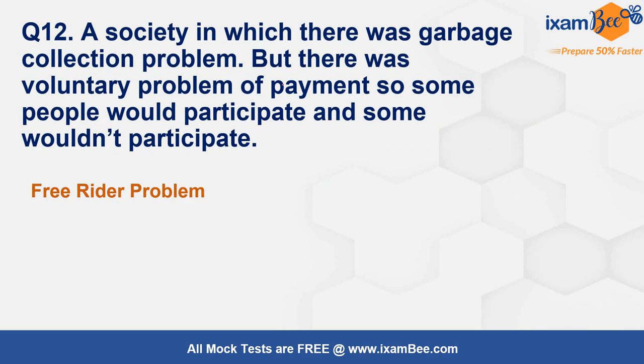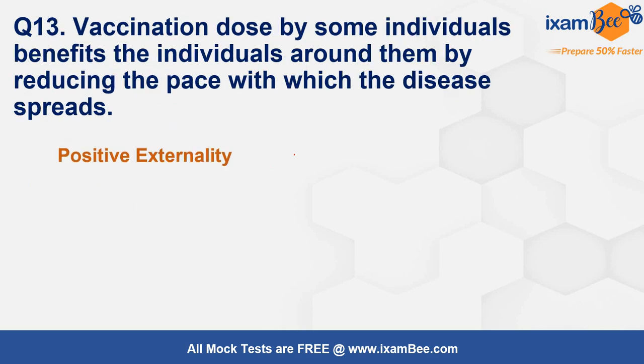Next question was a conceptual question where it was mentioned that there's a garbage collection problem in the society and people are asked to voluntarily make the payment. So it's a tendency for people to not pay because it's voluntary and enjoy the free services. So this is a case of free rider problem.